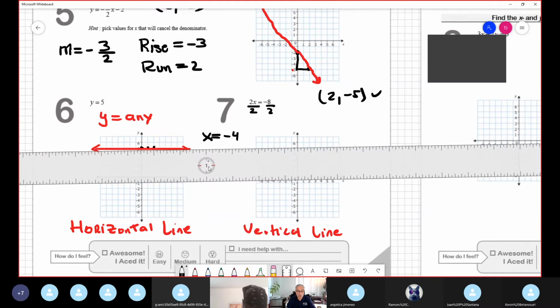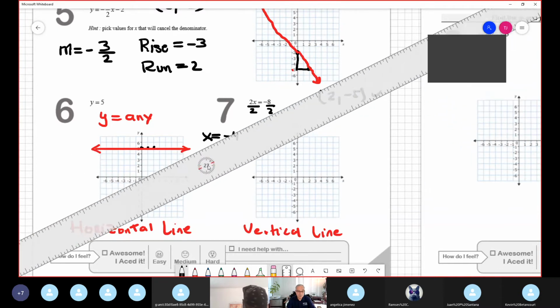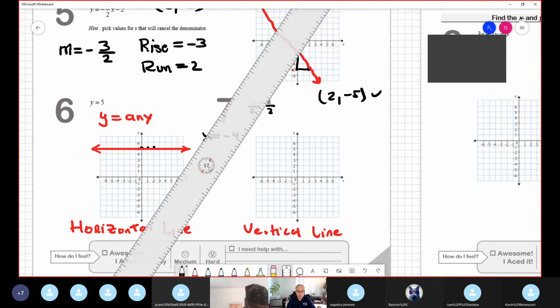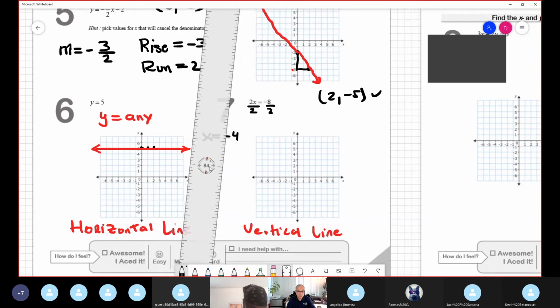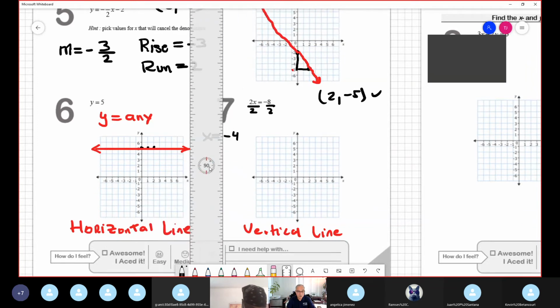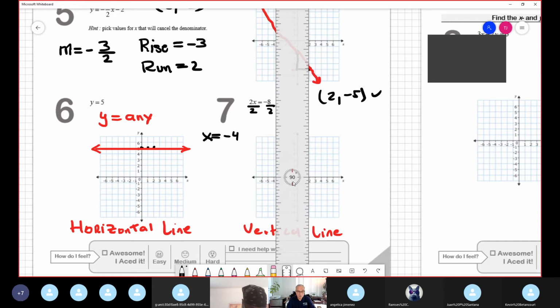Okay, our ruler, you put it at 90 degrees. Exactly passing through negative 4. Here.